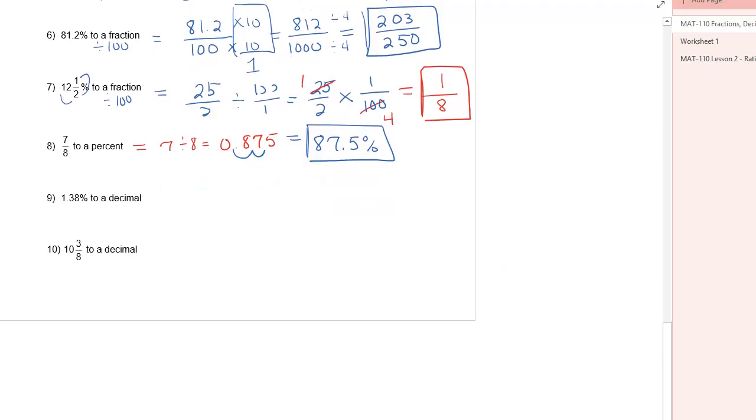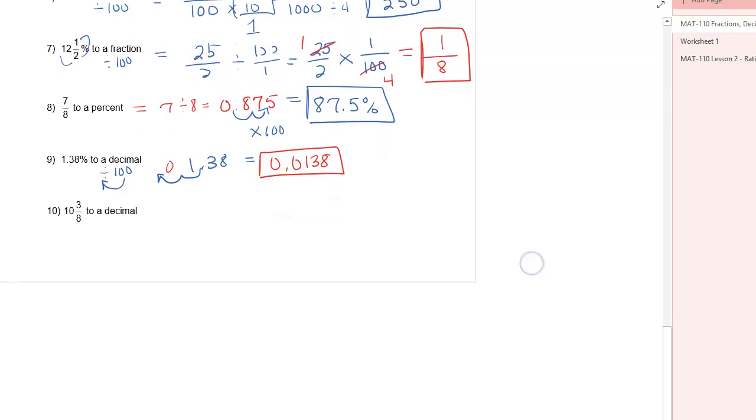Moving on to number 9, 1.38% to a decimal. Remember, this time we're going to be dividing by 100, which is going to move our decimal to the left. And number 8, I didn't show it, but technically you're really multiplying by 100, which moves your decimal to the right. So 1.38, if I move that decimal 2 places to the left, it's going to give me 0.0138. Again, that's a very small decimal, and 1% is a very small percentage.